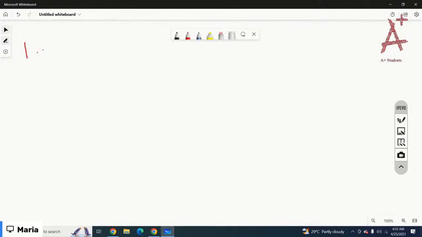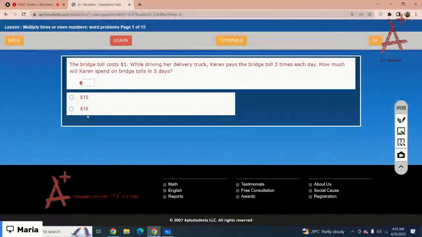$1 each time, and they cross the bridge 3 times a day. So it would be 1 times 3, and for 5 days you have to calculate. So it would be 5 times 3 is 15, and 15 times 1 is 15. So the correct option is 15. 15 it is, not 16.